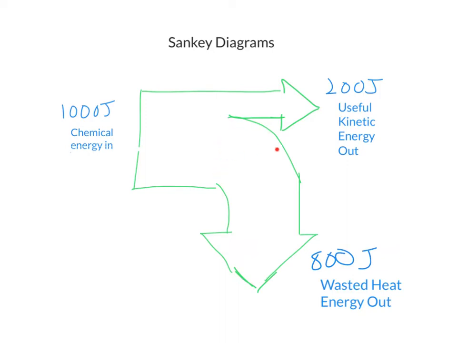If we look at the part that slopes downwards, there's 800 joules of energy. This part is the wasted energy, and in a car engine this is going to be heat.